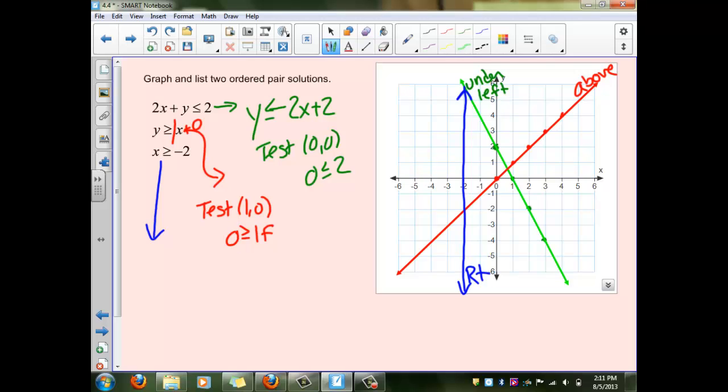So we need to the right of the green, right of the blue, left of the green, and above the red. That leaves us with this fun area in here, this little triangle. So two solutions could be -1, 1, and we could do -2, 0 would work.